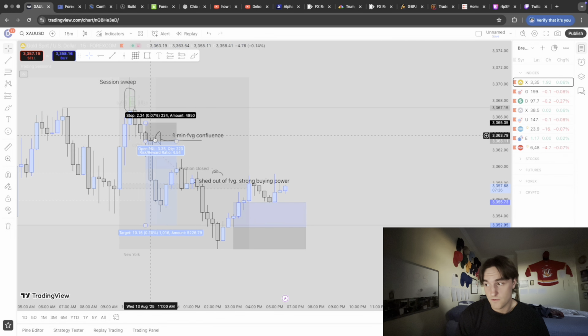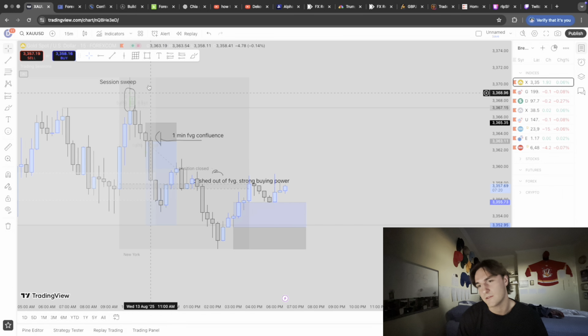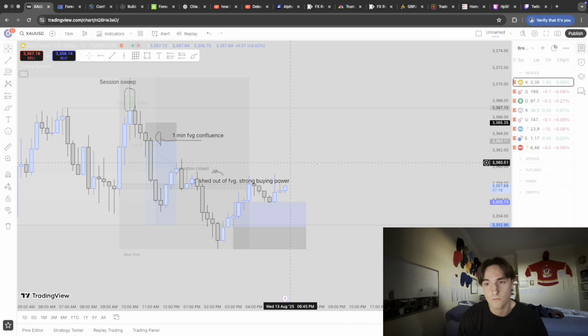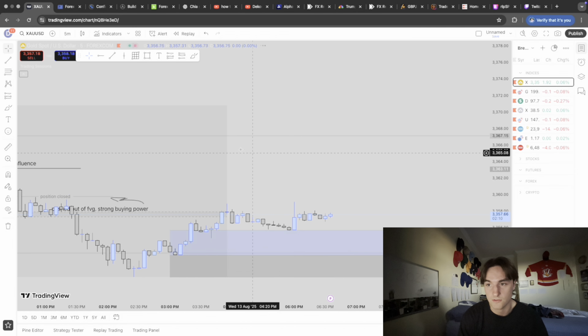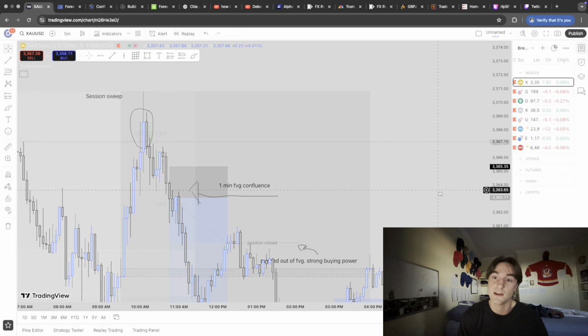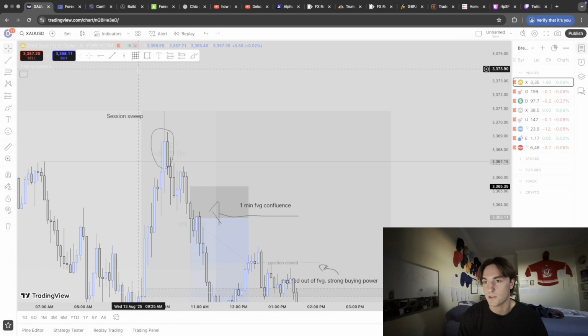On the 15, we generated a lot of power. Right here, ton of power. So I'm thinking, okay, price probably won't drop anywhere here because there's no proper imbalances on this higher time frame except an order block. But this whole thing would be an order block, and there's nothing exactly there. Scale down more. If we look at the 5 minute, 5 minute order block.